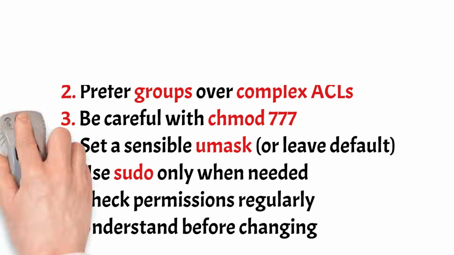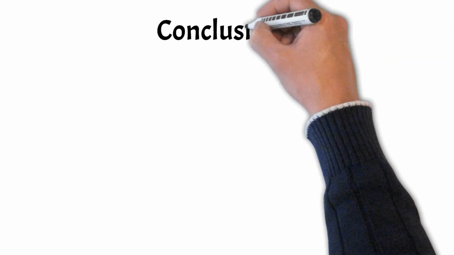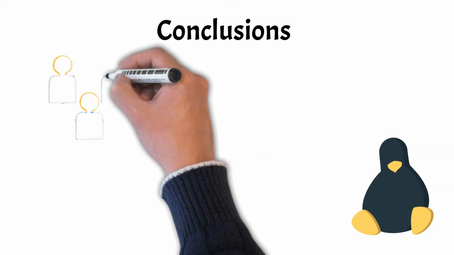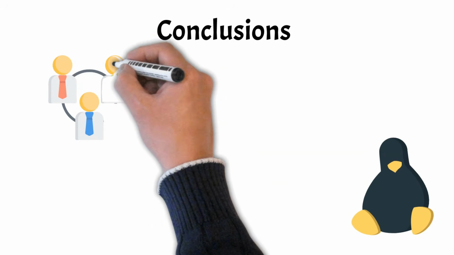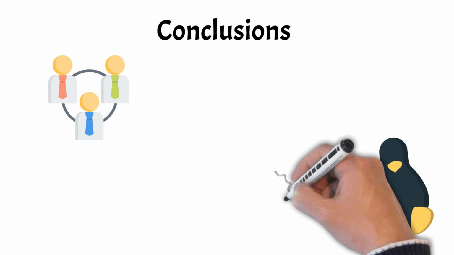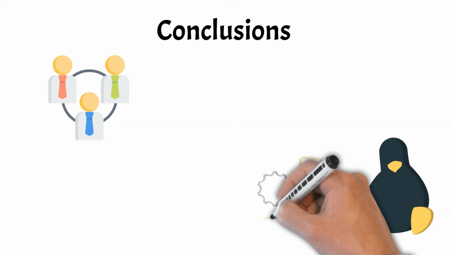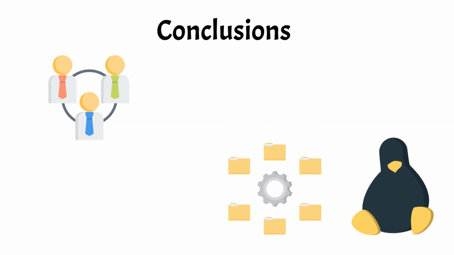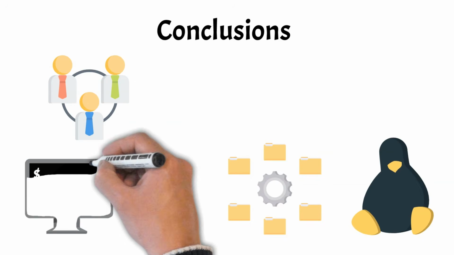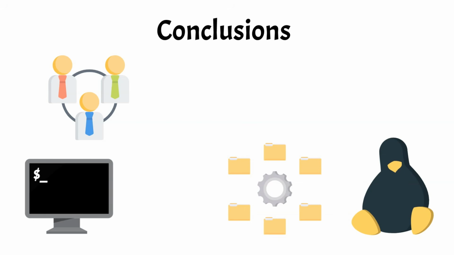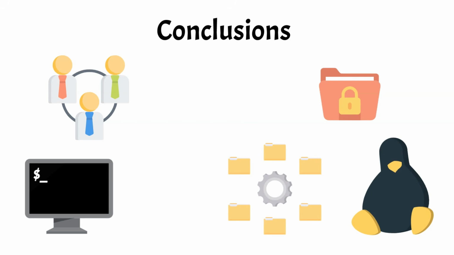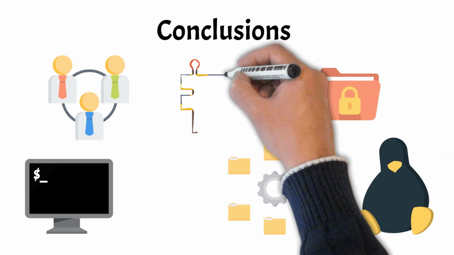In conclusion, Linux file permissions may seem complex at first, but at their core, they are simply a way of controlling who can access and modify files within a system. By understanding how users, groups, and permissions interact, how access is evaluated, and how tools like chmod, umask, and ACLs work, you gain much more control over your system. Whether you're managing a personal machine or working in a multi-user environment, these concepts play a key role in both usability and security.